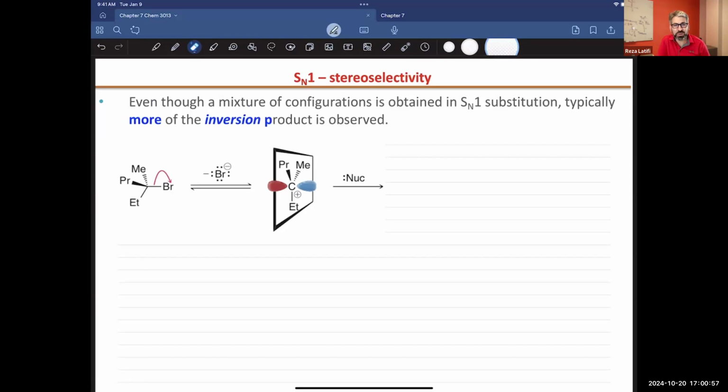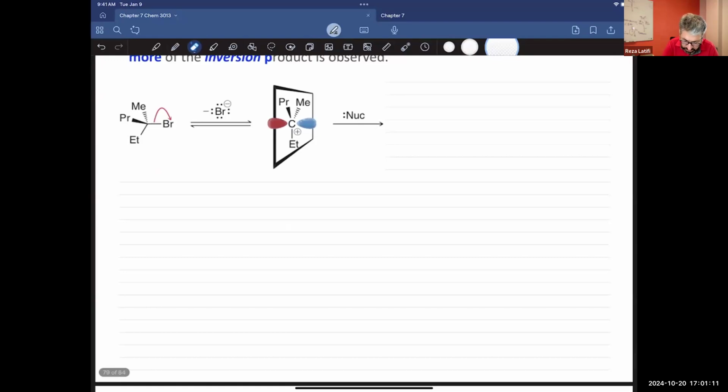In this lecture, I'm going to go through the stereochemistry of SN1 and E1 chemical reactions. We said in E1 and SN1 reactions, the first step, the rate-determining step, is to create a carbocation. The carbocation will have a trigonal planar geometry.